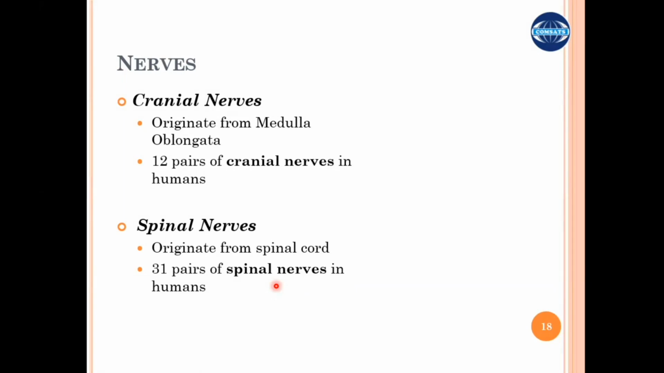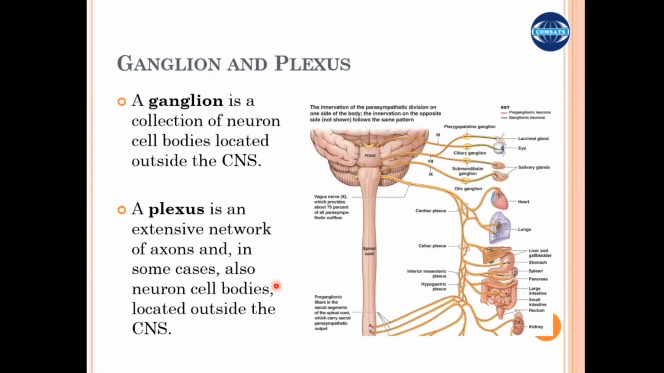Okay, the third component, remember, in the peripheral nervous system is ganglion, and the fourth one is the plexus. A ganglion is a collection of neuron cell bodies located outside the central nervous system. Right, so these are collections of different cell bodies that are present outside the brain, and they are called ganglions, whereas the plexus is an extensive network of axons and in some cases also neuron cell bodies located outside the central nervous system. So basically you can say the nerve is the combination of ganglion and plexus, right?